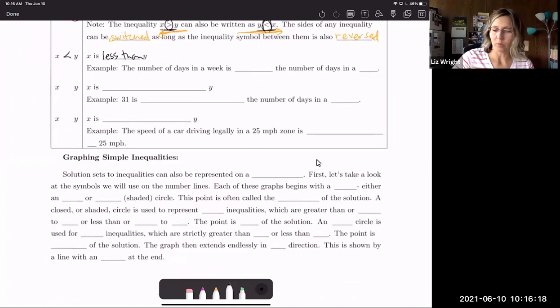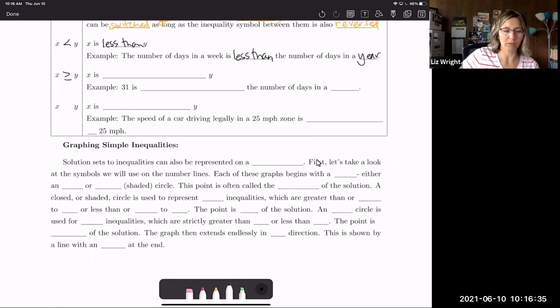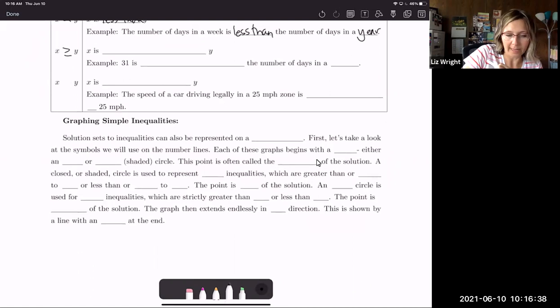The number of days in a week is less than the number of days in a year. All right, let's look at our next one. The next one should be x is greater than or equal to y.